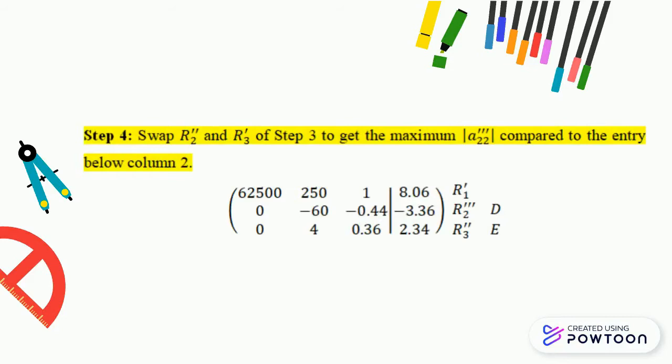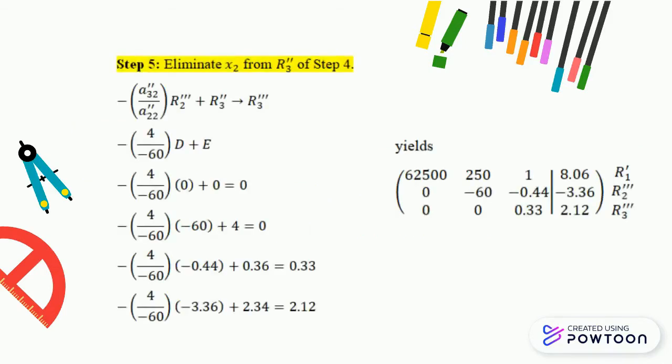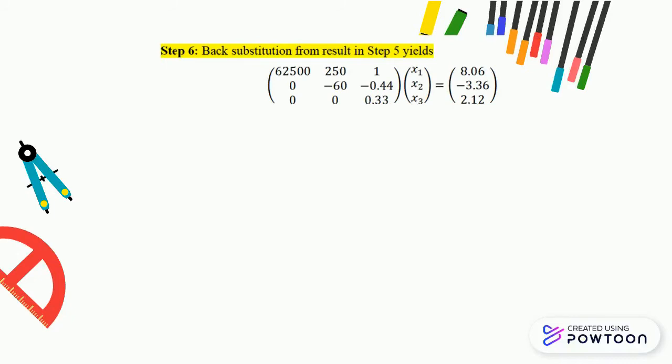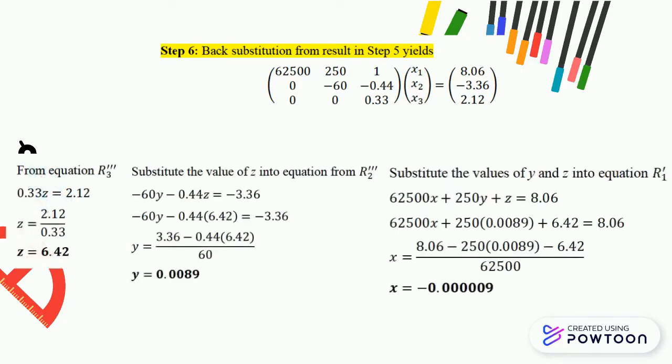For step 4, swap R^(2)_2 and R^(1)_3 of step 3 to get the maximum of A^(3)_{2,2} compared to the entry below column 2. For step 5, eliminate X2 from R^(2)_3 of step 4. Step 6, back substitution from the result in step 5. So from the equation of R^(3)_3, we will calculate the value of Z, Y, and X.